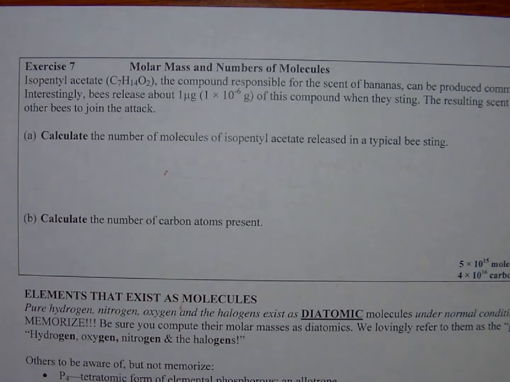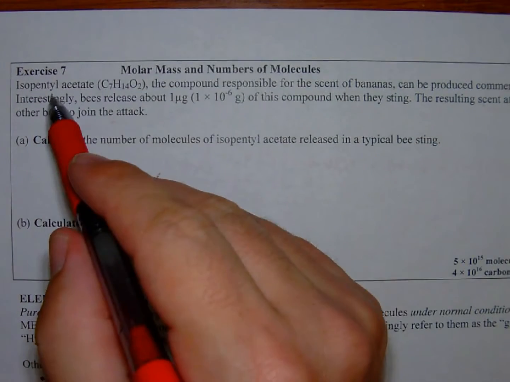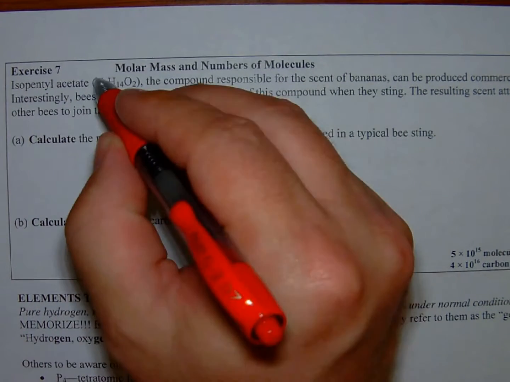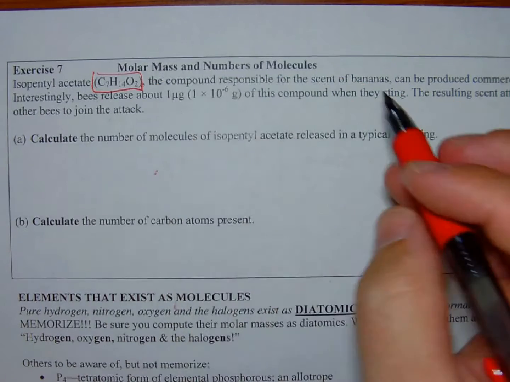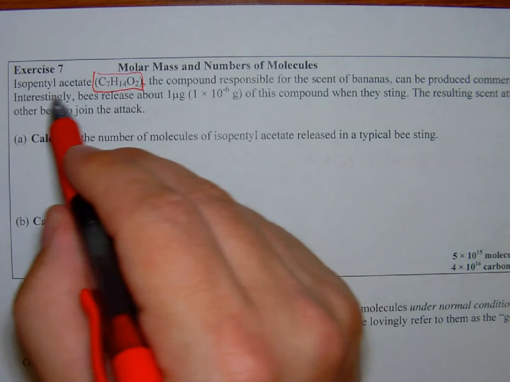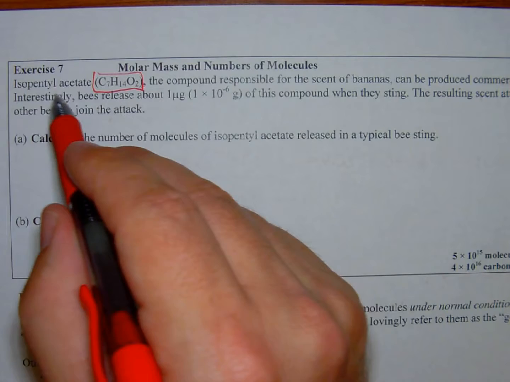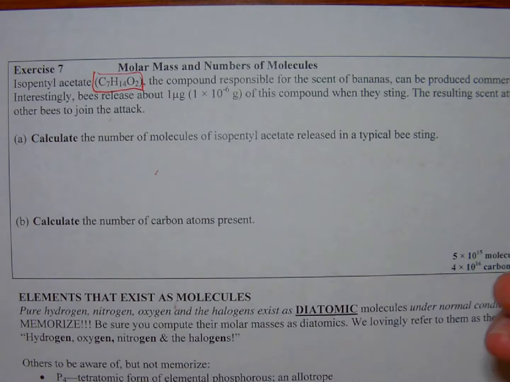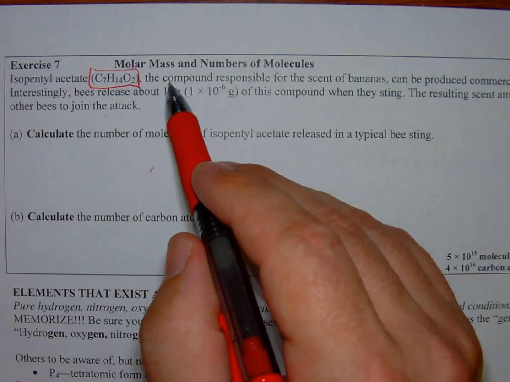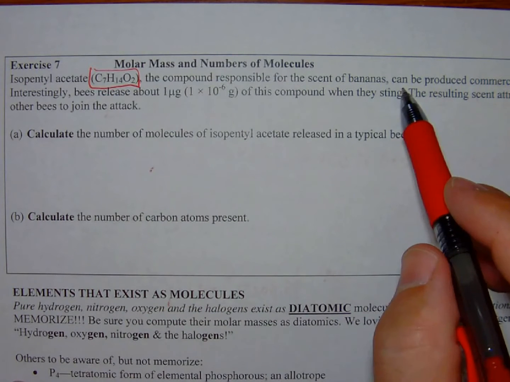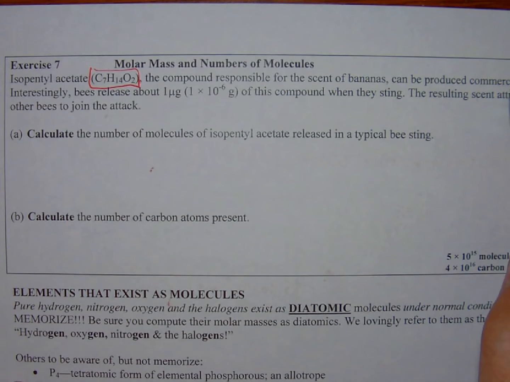Exercise 7, molar mass and number of molecules. Not only will we be calculating the molar mass, we will also be using Avogadro's number to calculate the number of molecules. So isopentyl acetate, which is C7H14O2. Again, I don't have to know that the proper name for this is isopentyl acetate. It's the compound responsible for the scent of bananas, and it can be produced commercially.